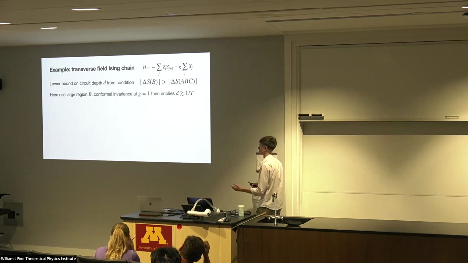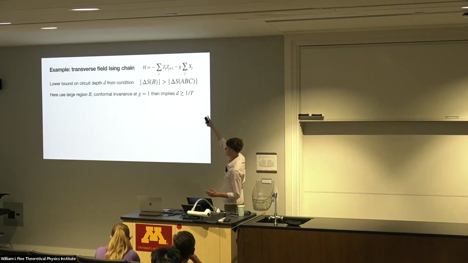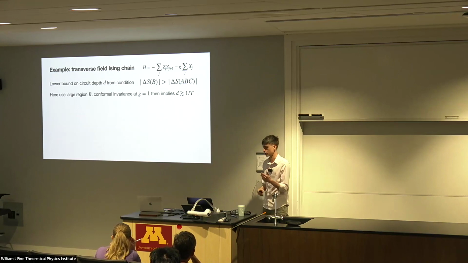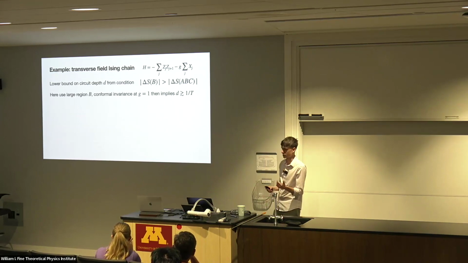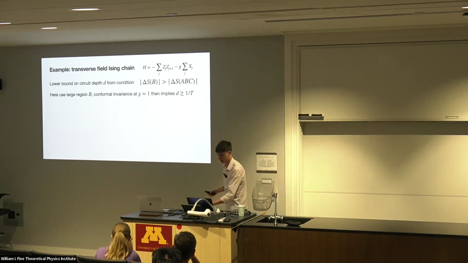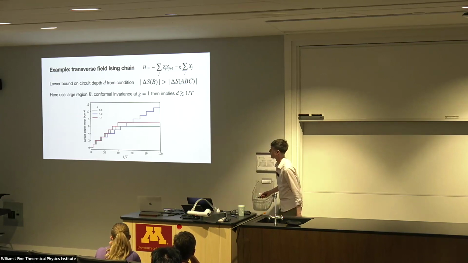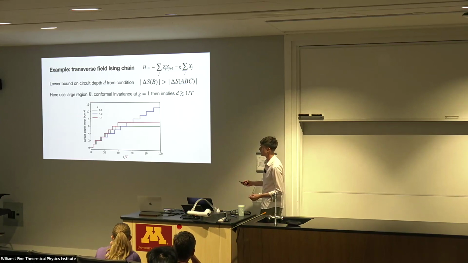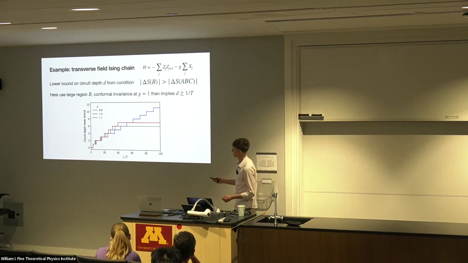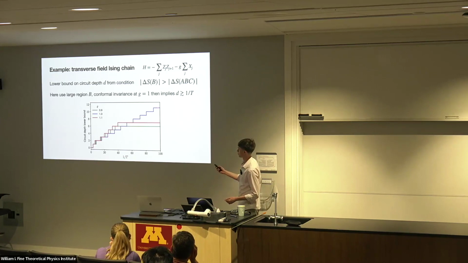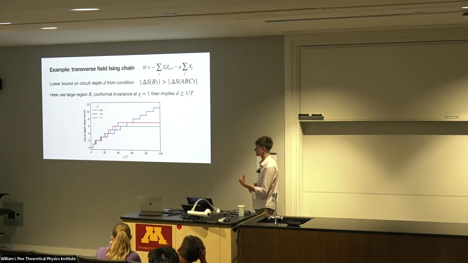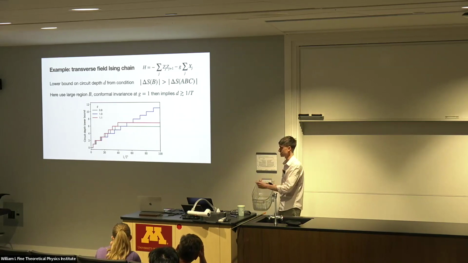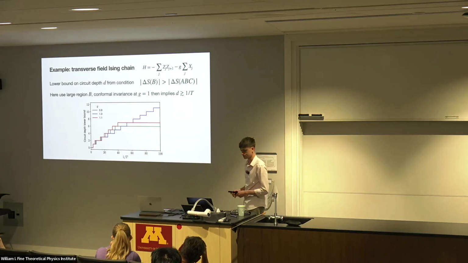I'm at the critical point, at G equals 1. You might guess from the fact that you have conformal invariance at G equals 1 that the circuit depth is going to go like 1 over temperature. And this is exactly what you find. If you take thermal states of the transverse field Ising chain at temperature T, then as you lower the temperature, those thermal states, say at the critical point, which is in blue, the ensemble of pure states that is the thermal state has to have a depth that is at least 1 over the temperature with some prefactor.